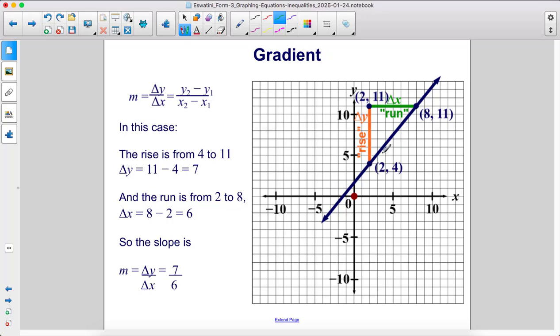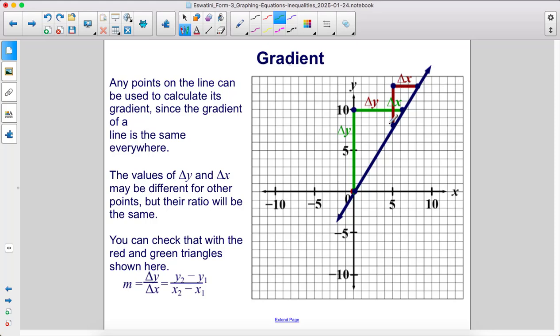All right, in this case, we pick 2 points on the line. Here, any 2 points would work, (2, 4) and (8, 11). The rise is from 4 to 11. So we're going up 7 units, and then we run over from 2 to 8. So the run is 6. Therefore, the slope is rise over run, 7 over 6.